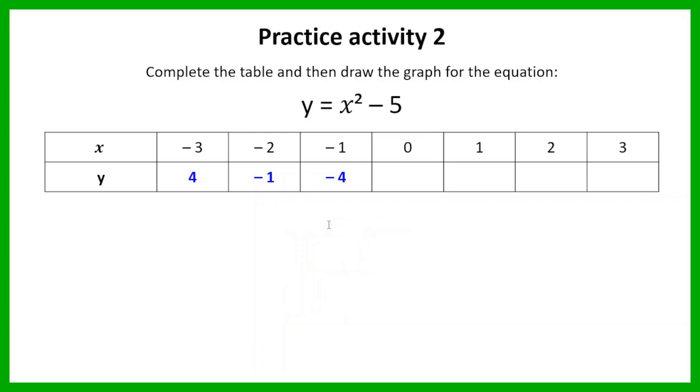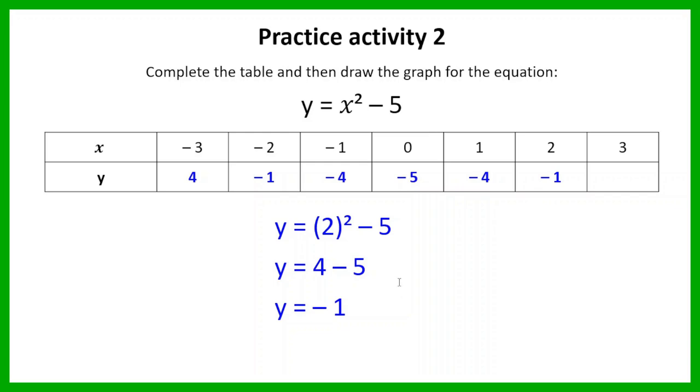Then if x is 0, we get 0 squared minus 5, which is just going to give us negative 5. So if x is 0, y is negative 5. Then if x is 1, we have 1 squared minus 5, that's 1 minus 5 gives us negative 4. So if x is 1, then y is negative 4. Then if x is 2, I have 2 squared minus 5, that gives me 4 minus 5, so y is equal to negative 1. So if x is 2, y is negative 1.